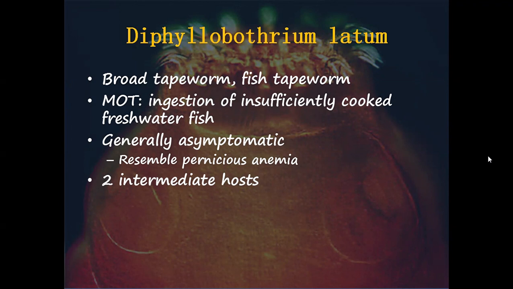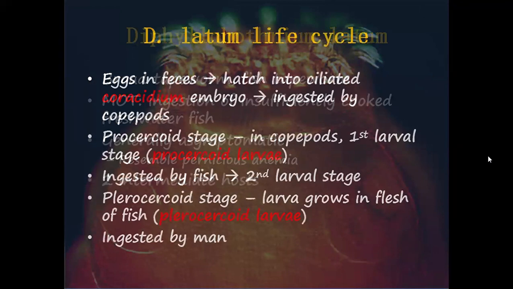Signs and symptoms of D. latum infection are generally asymptomatic. However, they compete for certain vitamins by absorbing these vitamins in the small intestine, and it may present with a disease that resembles pernicious anemia. And it has 2 intermediate hosts, which we will see in a short while.